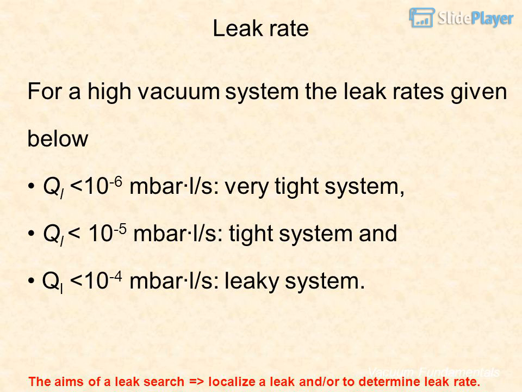For a high vacuum system, the leak rates are given below. Q_L less than 10⁻⁶ mbar·l/s is a very tight system. Q_L less than 10⁻⁵ mbar·l/s is a tight system. Q_L less than 10⁻⁴ mbar·l/s is a leaky system. The aims of a leak search are to localize a leak and/or to determine the leak rate.